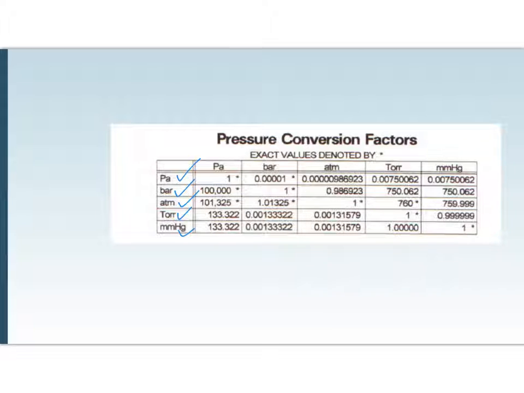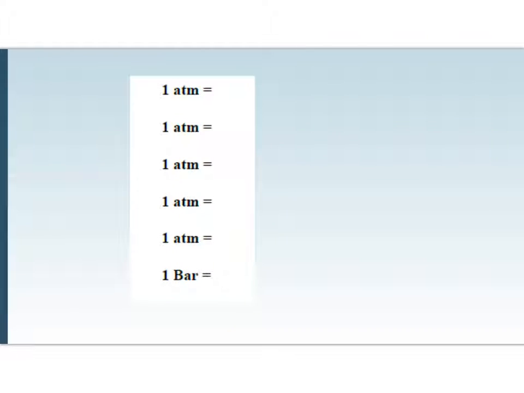You see bar, Pascal, atm, torr, millimeter mercury here. For example, you can see 1 atm is equal to 101,325 Pascal. So these can be really mixed up. Let me summarize it for you. 1 atm is equal to 760 millimeter mercury, or you can also say 760 torr.